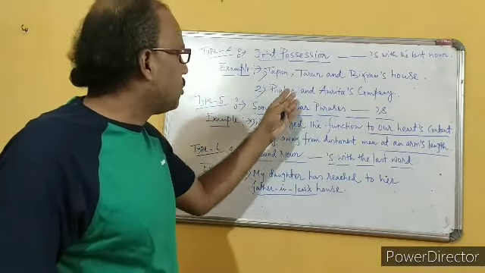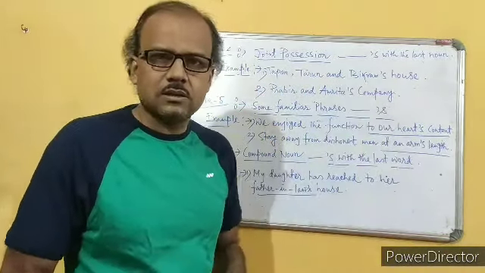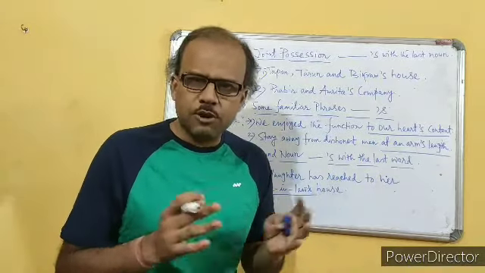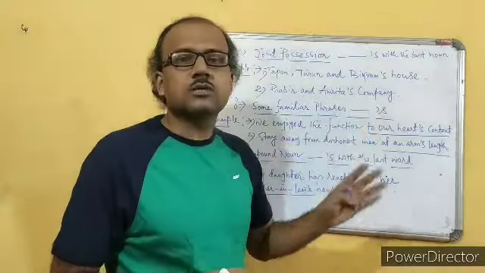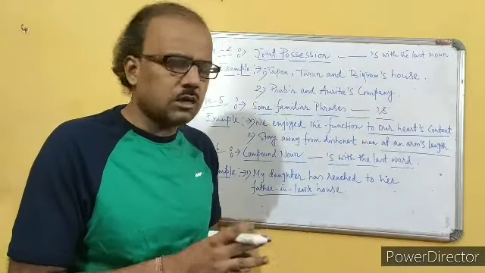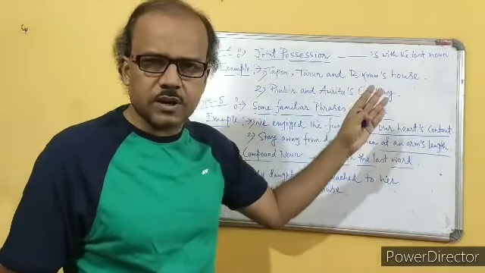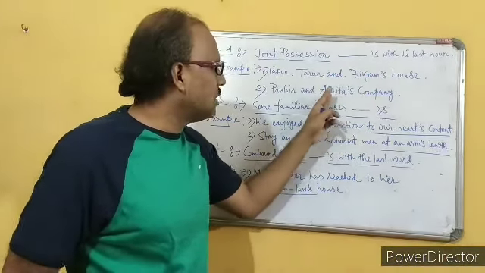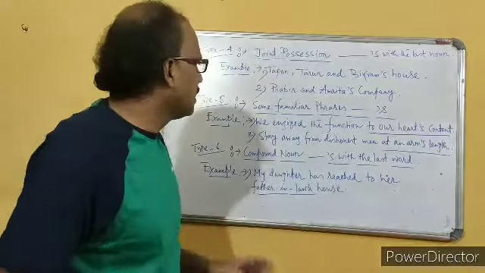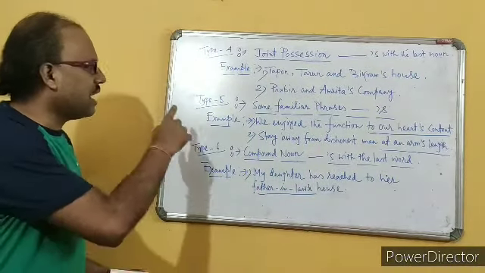Example number 2, Probir and Amrita's company. This is a joint venture. It's a collaborative company. Whose collaboration? Probir and Amrita's collaboration. It's a collaborative concern. So, Probir and Amrita's company. Where is the apostrophe S? Apostrophe S with the last noun. That is Amrita. Clear? Now look at type 5.